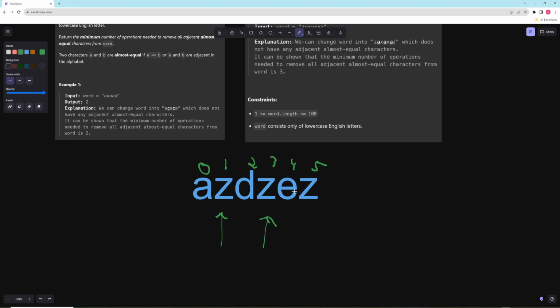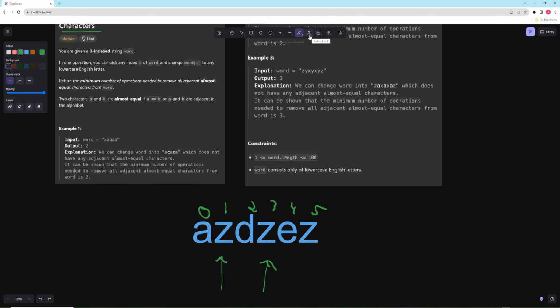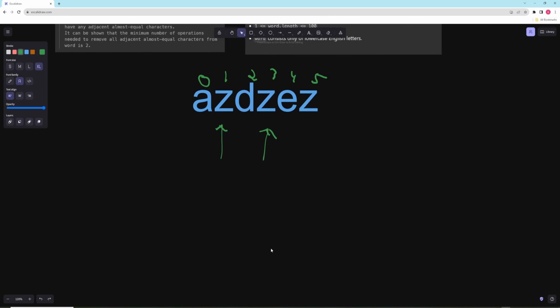So that's like a greedy solution where anytime you have something you need to change, always change the second one, because that might solve 2 issues instead of 1, and the first one will never be better. So let's look at the third example, ZYX, YX, YZ. And let's figure out what we need to be doing in this one.